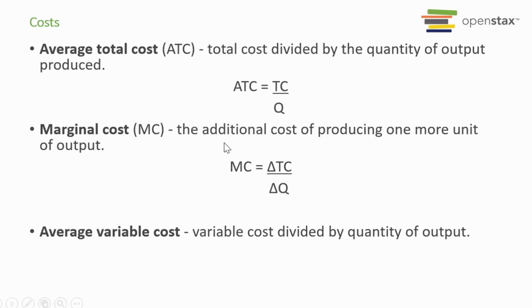And so the average total cost, or the ATC, would be the total cost divided by the quantity of output produced. And then the marginal cost, or the MC, would be the additional cost of producing just one additional unit of output. So that would be the change in total cost over the change in quantity of output. And then the average variable cost is the variable cost divided by the quantity of output.